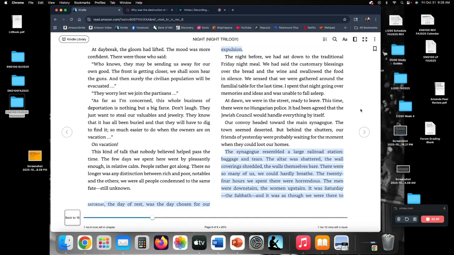On page, let me double check my notes, 22, they're talking about all this imagery of the synagogue. The destruction of the synagogue, it resembled a large railroad station. So a railroad station takes you to different places. So they're moving away from their faith into the Holocaust that they're trying to endure.